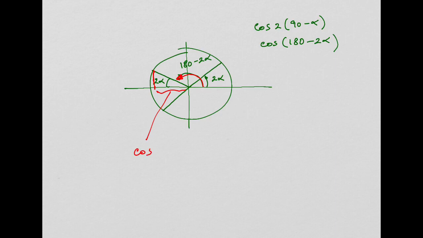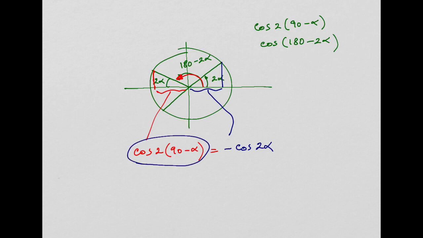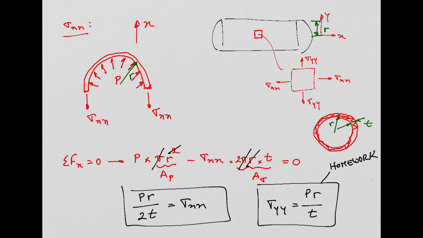So the cosine of this angle in red is this bit here. So this is cosine of 2 times 90 minus alpha, which is equal to minus cosine of 2 alpha, right? Trigonometry, isn't it? I'm a bit rusty with that, but I think so. Basically, I replaced cosine of 2 times 90 minus alpha with minus cosine 2 alpha. That's what you have here.